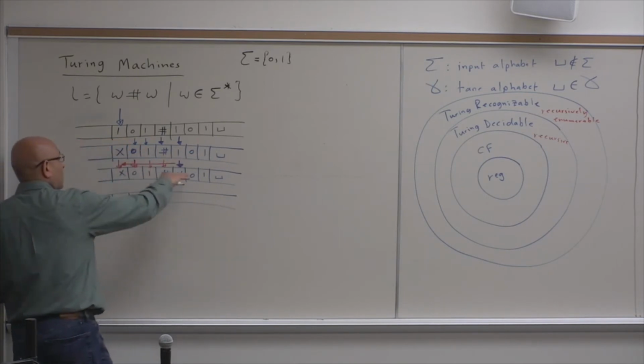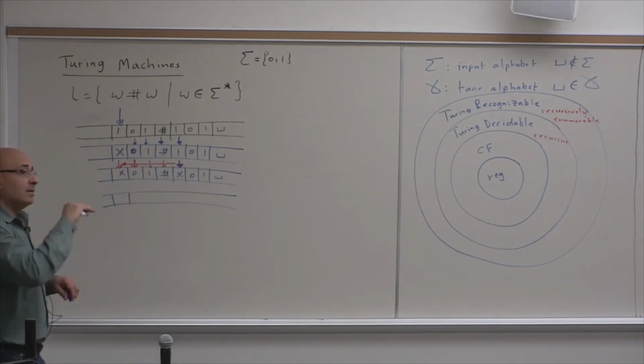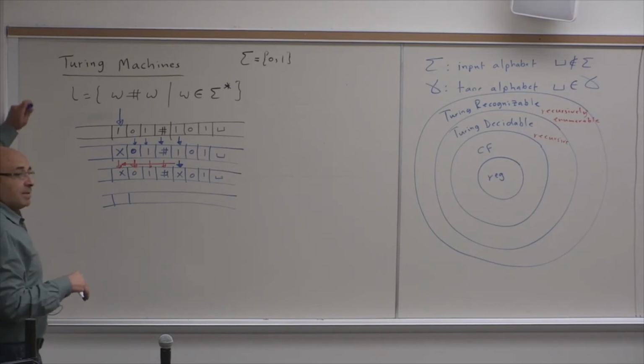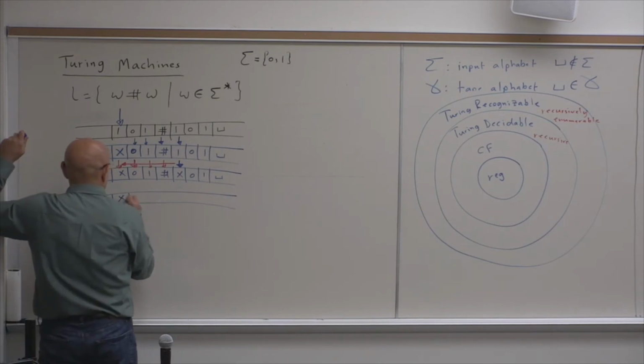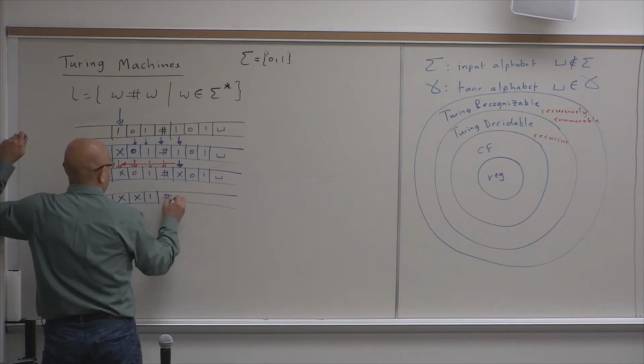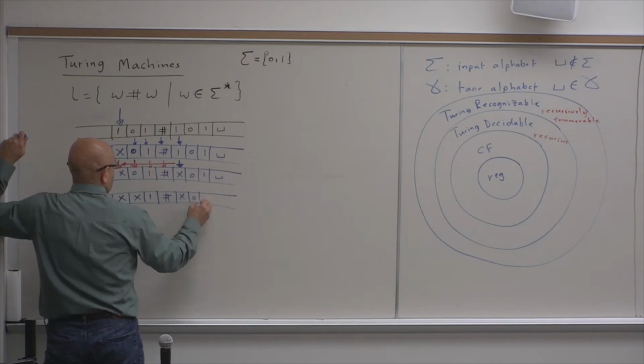Now each line here that I'm drawing does not represent one step. It has multiple steps in it, as we have seen. So this is an X, so it's going to mark this. And then it will go to the 1 pound X01.